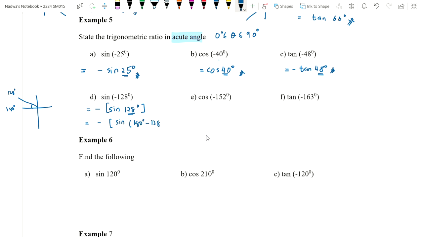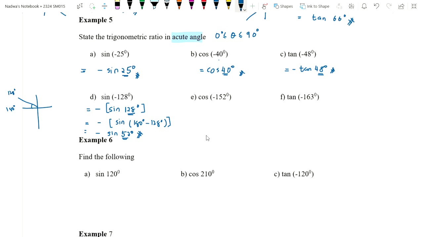So minus like this, you will get negative sine of 180 minus 128. Sorry, let me calculate first. It's equal to negative sine 52 degree. Okay, now our angle is in an acute angle. So this is how we do a question like this.